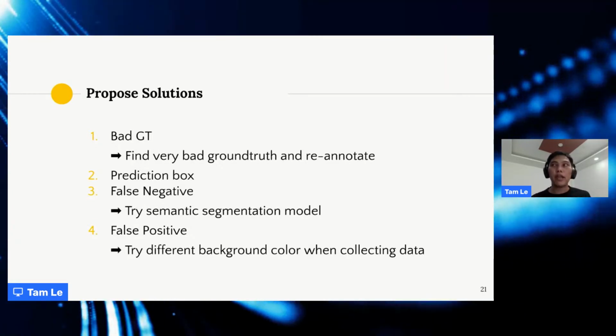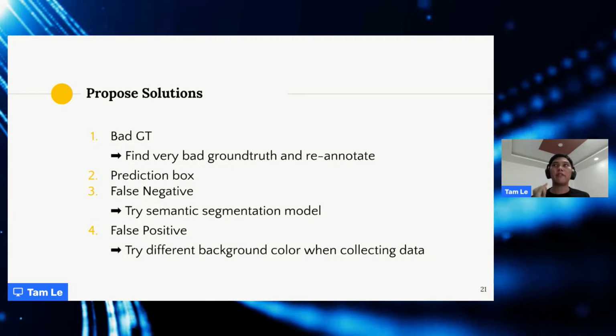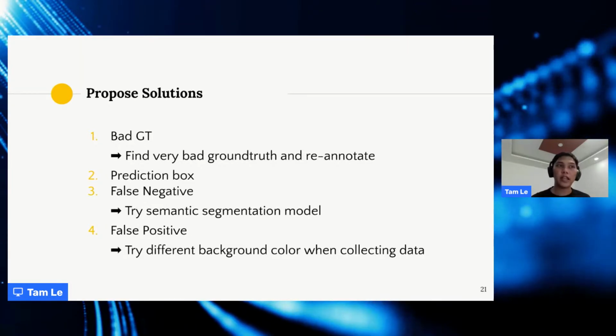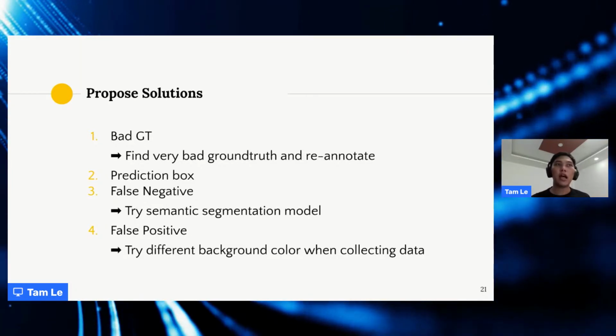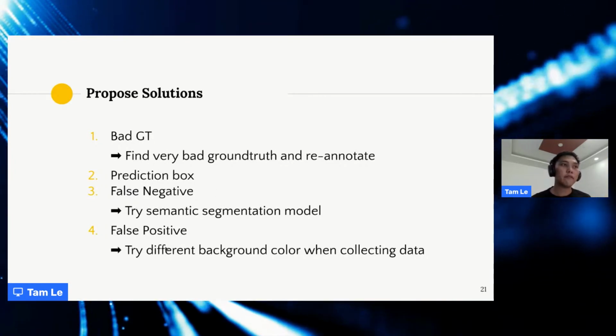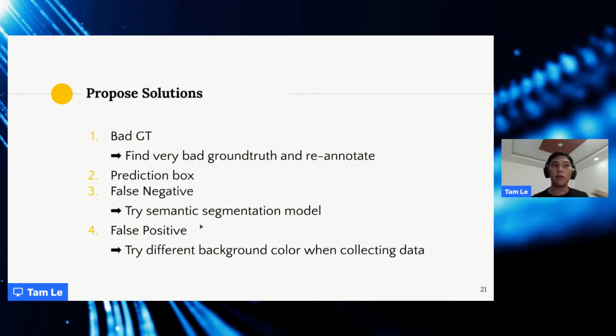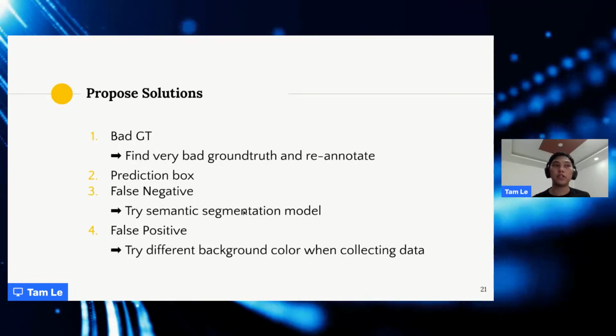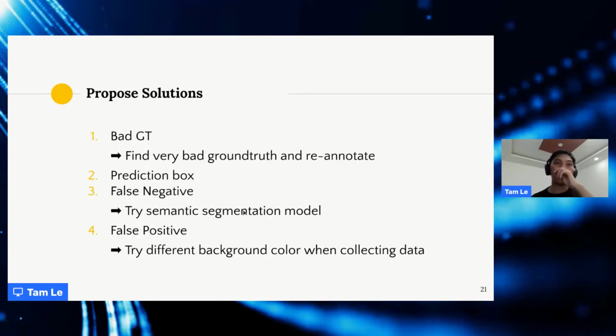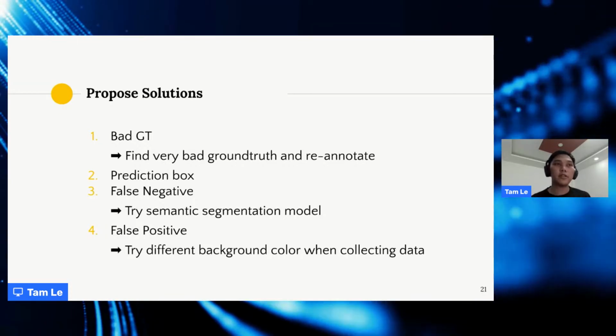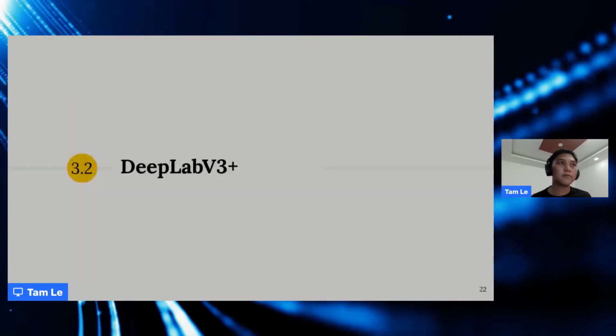So with that in mind, in short, we have our first baseline model, Mask RCNN, and we have some issues. The first and the fourth one are not related to the model, but we propose that we try to use the second one. We try to change to the semantic segmentation model. So this leads to the next part.